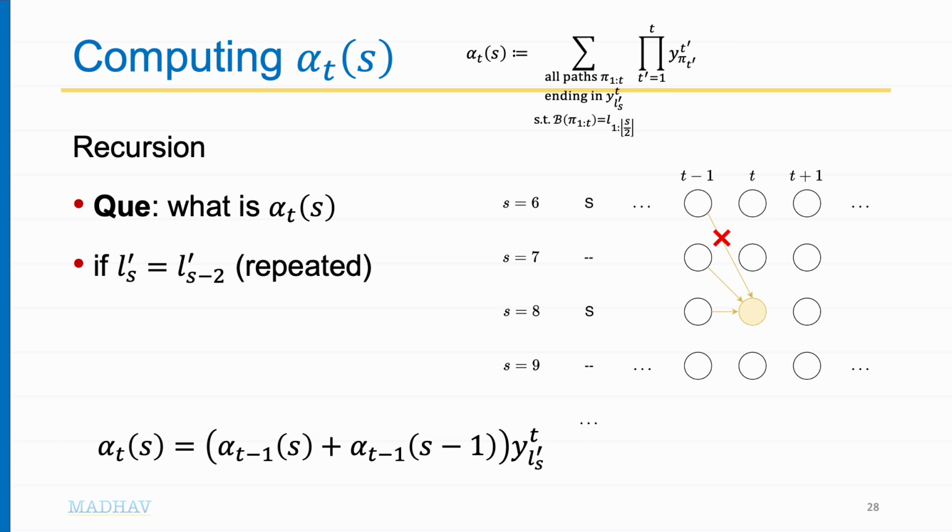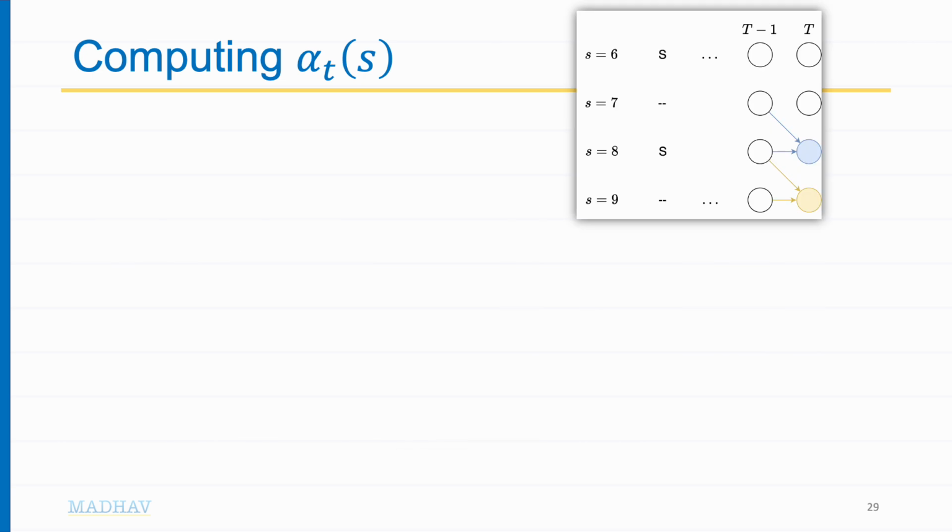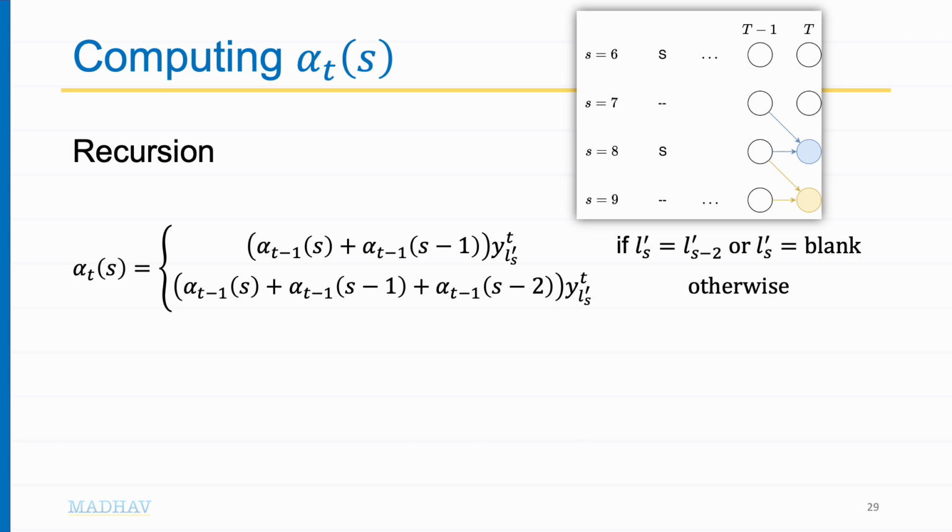Now let's summarize this. So in summary, you get this basically. If it's a repetition or if your current node is a blank, then only two paths are allowed. Otherwise, in general case, all three paths are allowed. And then you can, in a recursive way, dynamic programming way, compute the alphas in linear time.